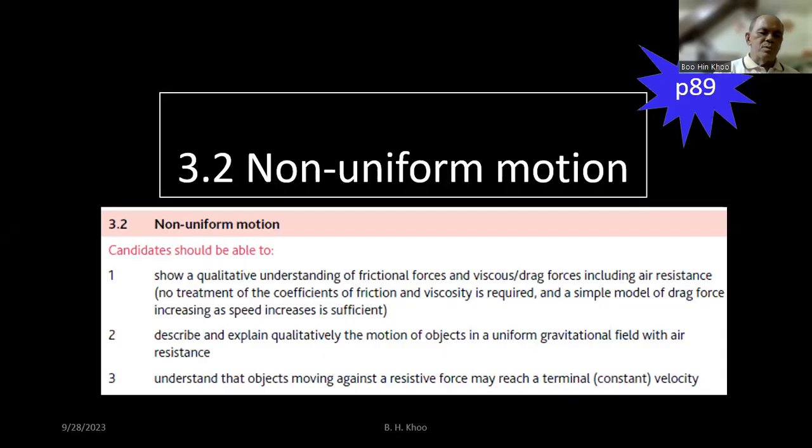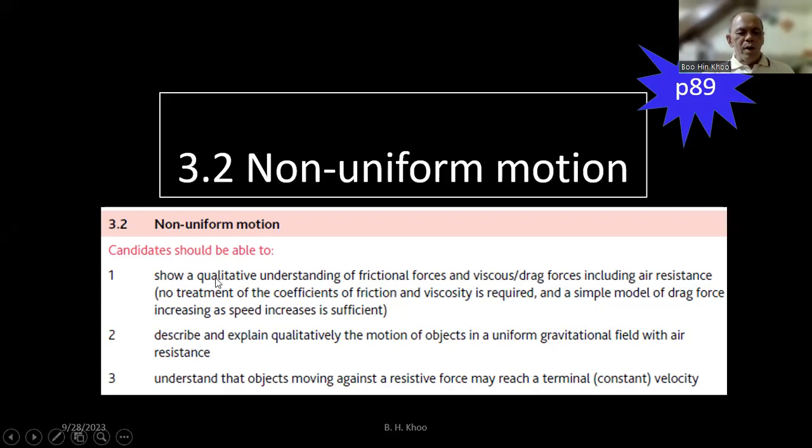Once again, welcome to A-Level Physics, Cambridge A-Level. Today's topic is 3.2, non-uniform motion. Let's go to the syllabus of Cambridge so that we know how far we need to cover.